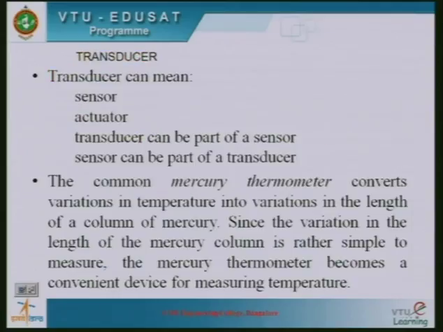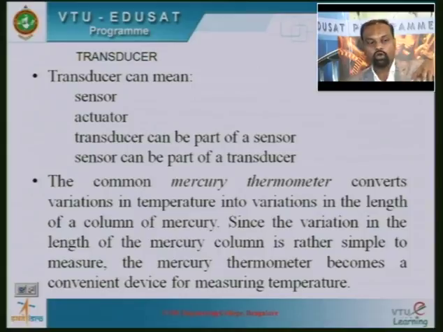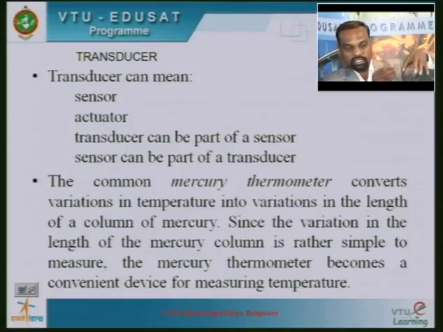Now let us understand what are these transducers, what are the sensors, what are the actuators pertaining to four major categories of sensors and actuators. Let us first of all define what a sensor is. A transducer can mean a sensor, an actuator, or a transducer can be part of a sensor. That means as a whole, we call it a transducer. Sensors and actuators are part of your transducers.